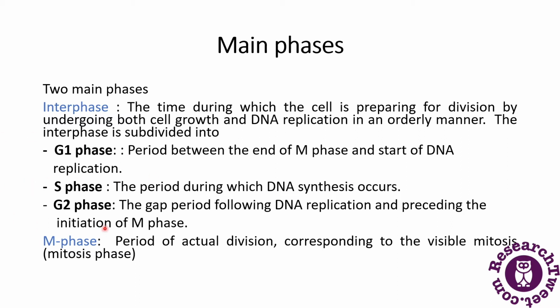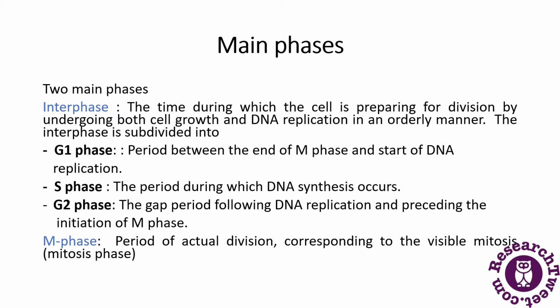Then comes the G2 phase, which is also called gap 2 phase. It is the period following the DNA replication and preceding the initiation of the M phase. So interphase is subdivided into these three phases. And after this comes the M phase, the period of actual division, corresponding to the visible mitosis. So this is the M phase.